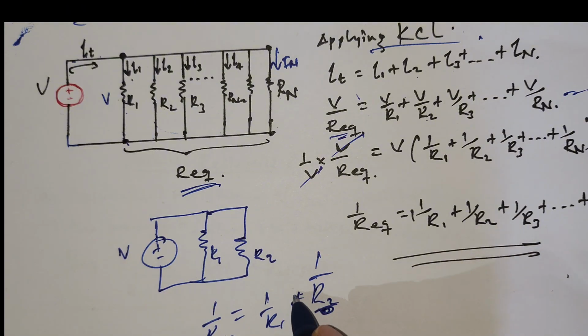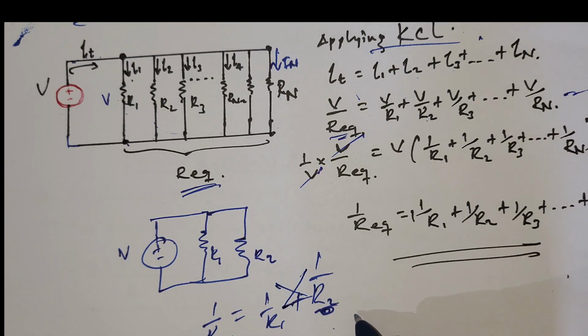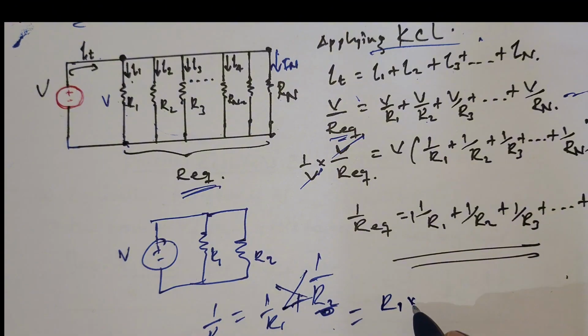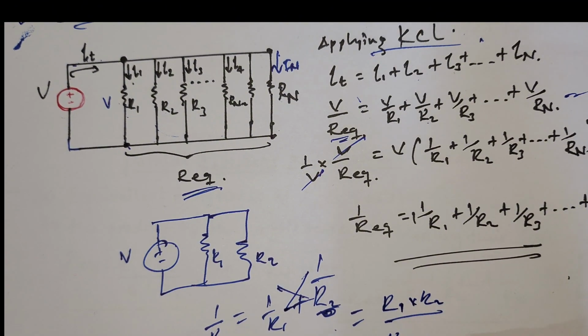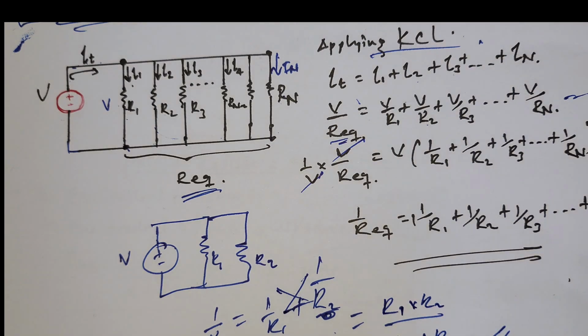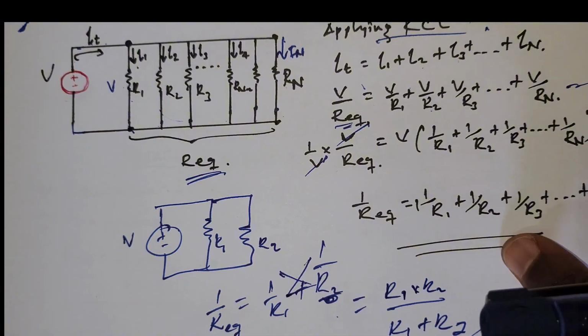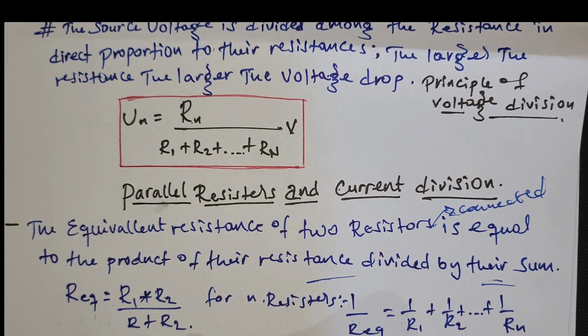In order to calculate, we can make an elementary calculation, which gives R1 times R2 over R1 plus R2. This is the formula for two resistors which are in parallel. Their equivalent resistance is their product divided by their sum.